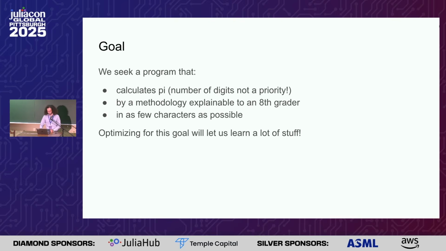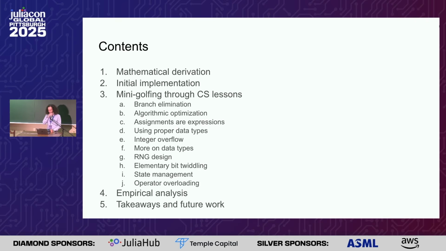Okay, so contents, we're going to start with the mathematical derivation of the pi algorithm we're using. We'll start with an initial non-golfed implementation and do this kind of mini golf through a bunch of CSE lessons, each of which will bring us closer to our goal of implementing this thing in 70 characters. We'll do a little bit of analysis of how well it works, and then there's some future work.